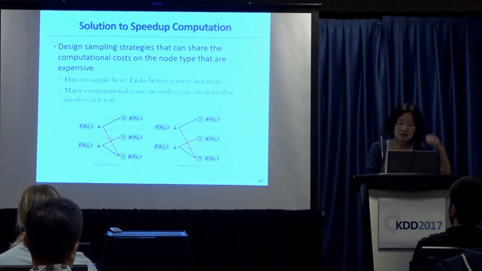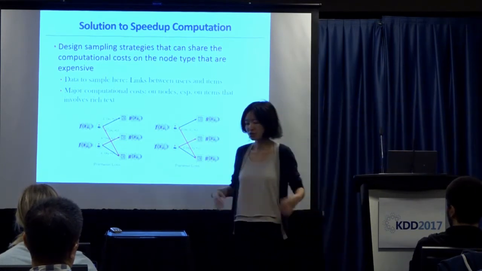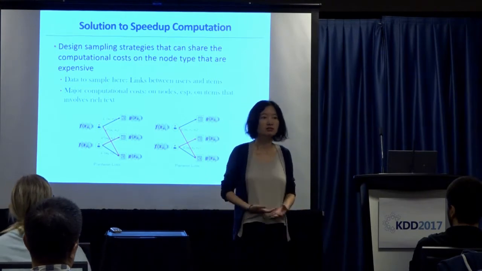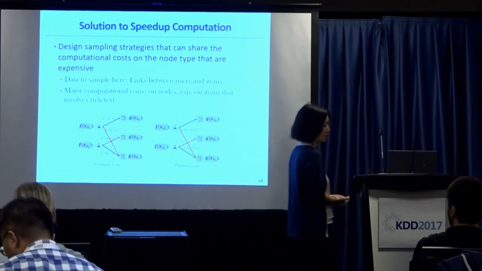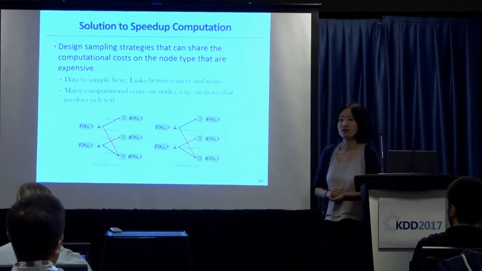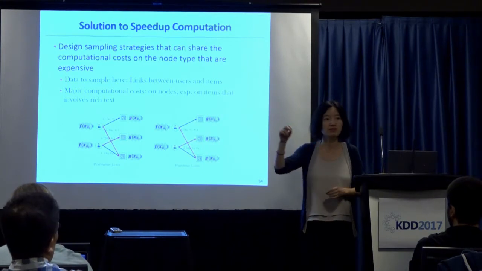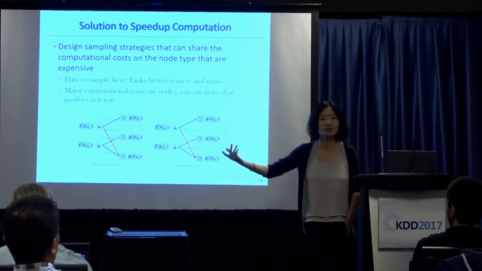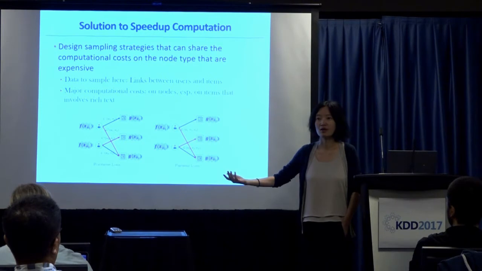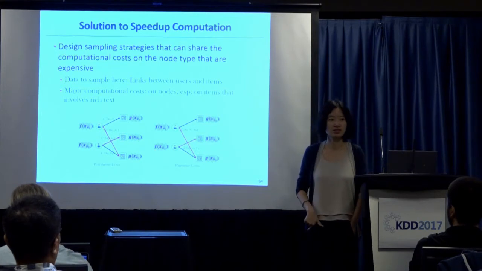Okay, so now how can we design a sampling strategy to generate this mini batch and make the computation as fast as possible? Remember what we are sampling. For linear regression and logistic regression, we're sampling standard data points, vector data points. Right now, what are we sampling? We're sampling links, the user item interaction links.